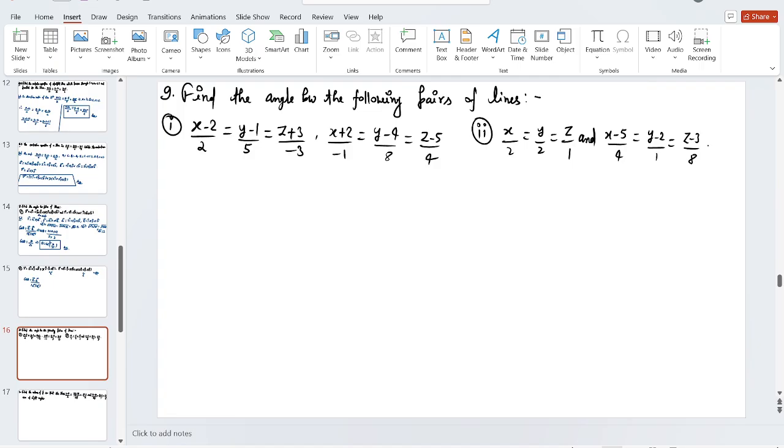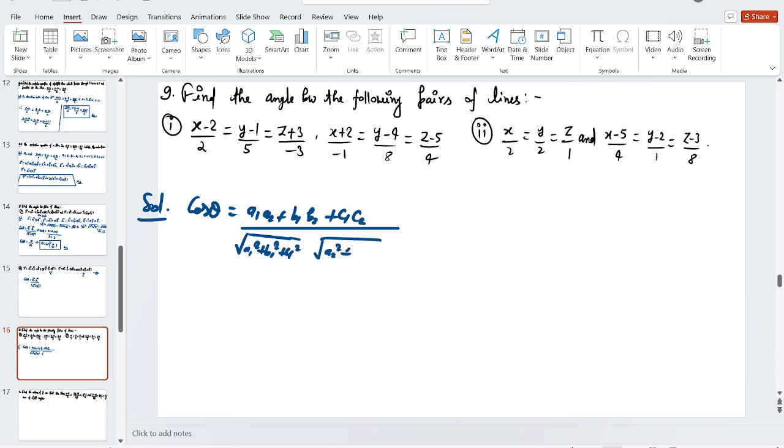So next, find the angle between the pairs of lines. We use the formula here also. Solution: we know that the angle between the lines, cos theta, is equal to a1 a2 plus b1 b2 plus c1 c2 upon under root a1 square plus b1 square plus c1 square, times under root a2 square plus b2 square plus c2 square.